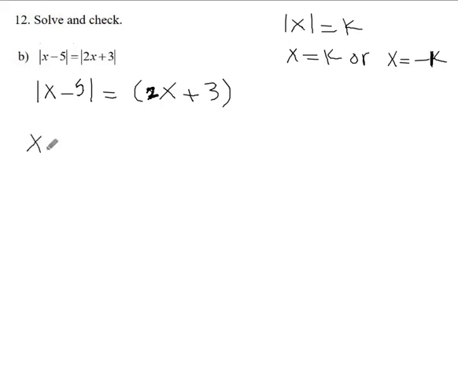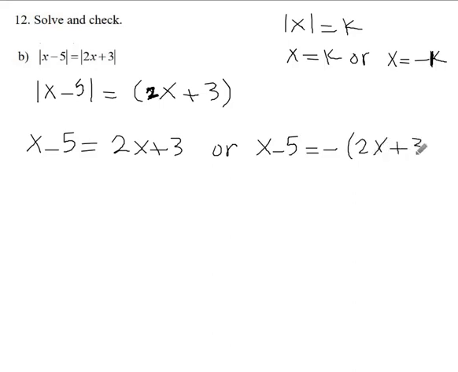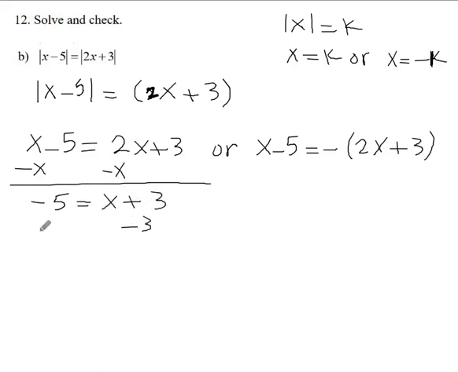So instead of x, we have x minus 5 would be equal to 2x plus 3, or x minus 5 is equal to minus 2x plus 3. We need to solve these. Here I can move all the x to one side of the equation and all the numbers to the other side of the equation. So we can go ahead and subtract x from both sides of the equation here. You would get minus 5 on the left hand side. You get 2x minus x gives you x plus 3. And here subtract 3 from both sides of the equation. Looks like x would be equal to minus 5 minus 3, which would be minus 8.